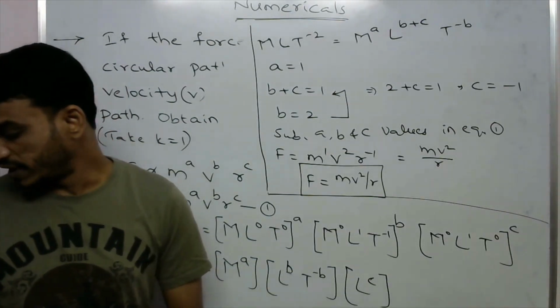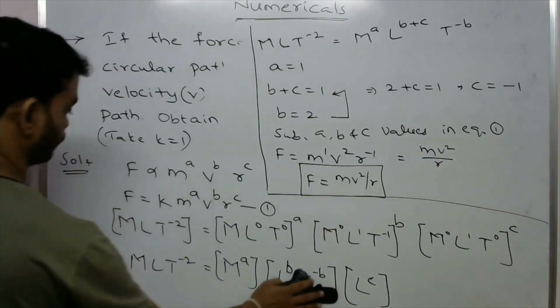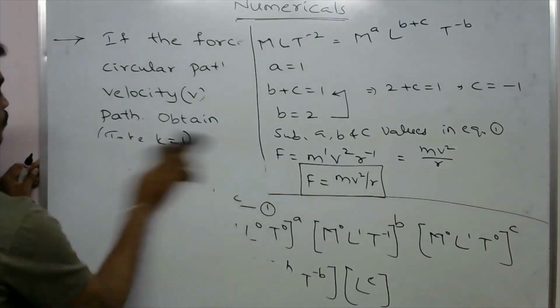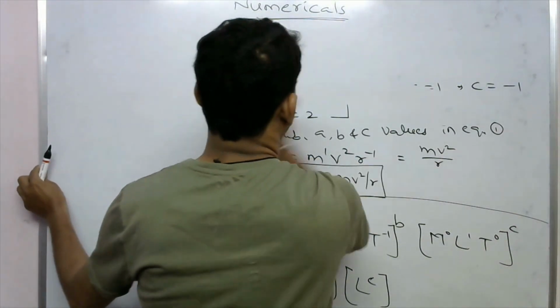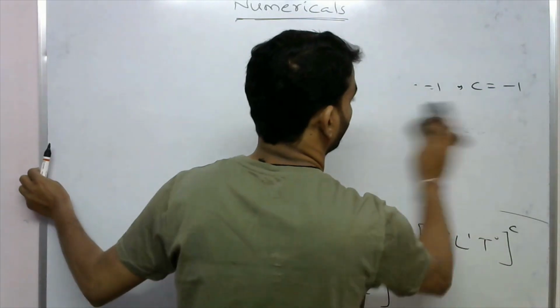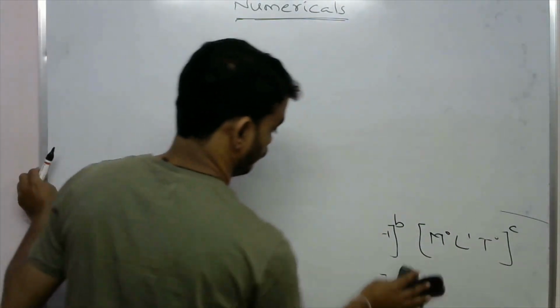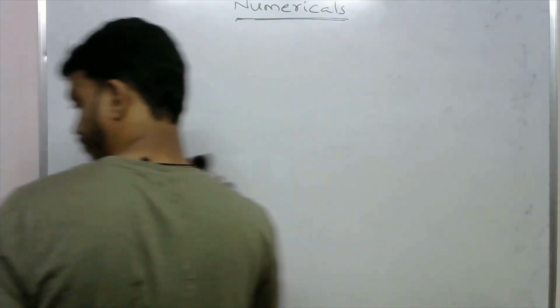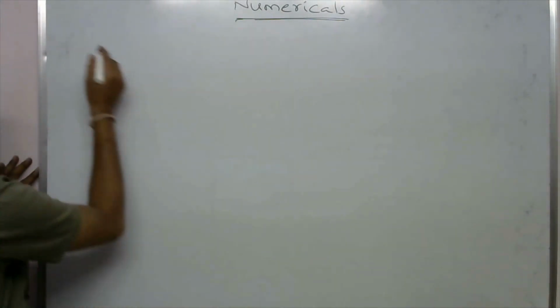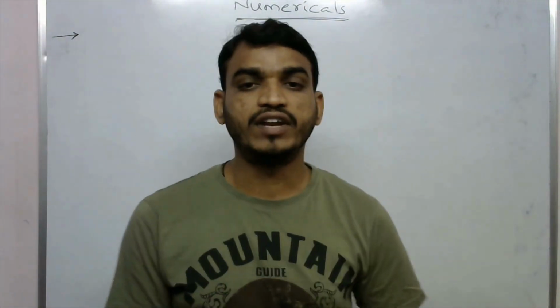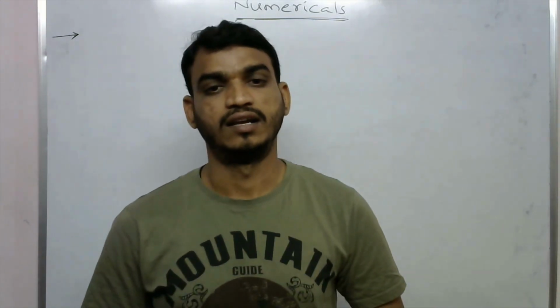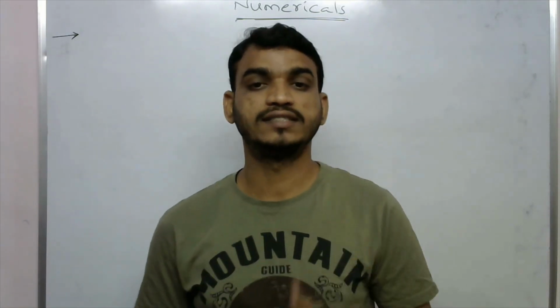Okay. And the next one. So the next problem is, if the gravitational constant value in SI system is 6.625 into 10 to the power of minus 12 Newton per meter square, then find out this value in CGS system.